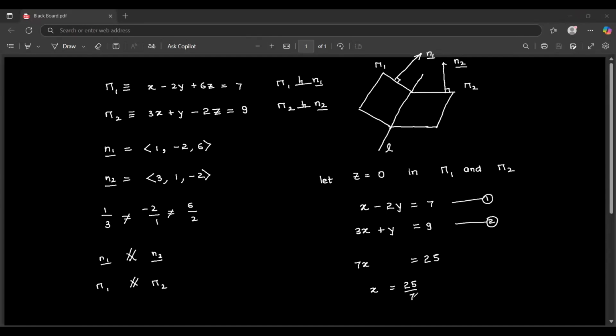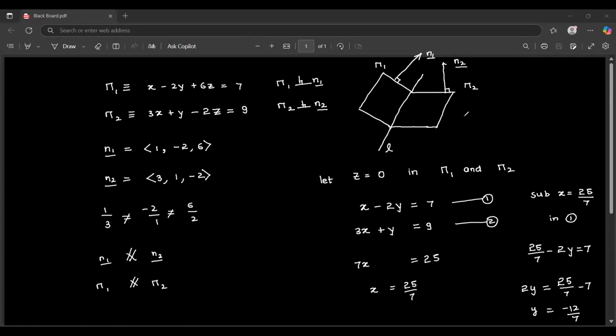Okay, so I can substitute this in the first equation. If I substitute x equals 25 over 7 in the first equation, I will get 25 over 7 minus 2y is equal to 7, which means 2y will be equal to 25 over 7 minus 7. So that is minus 49, and 25 minus 49 means minus 24 over 7. Since 2y is equal to minus 24 over 7, y will be equal to minus 12 over 7.